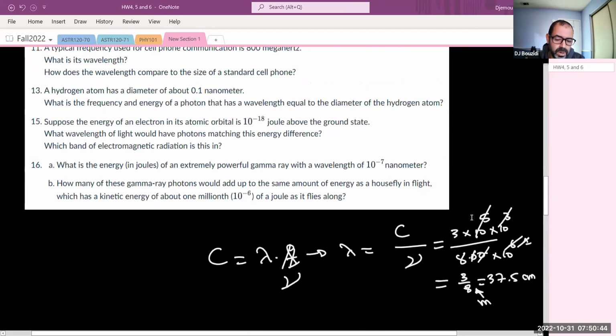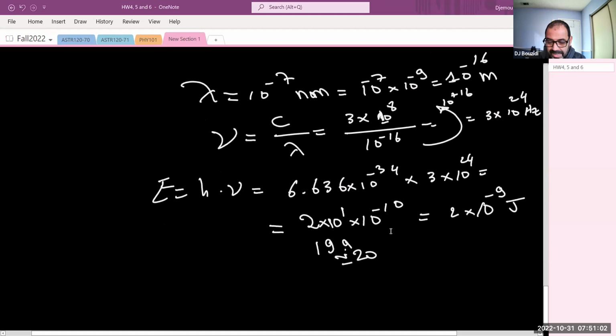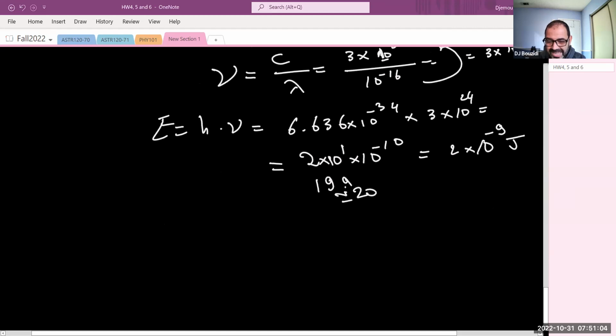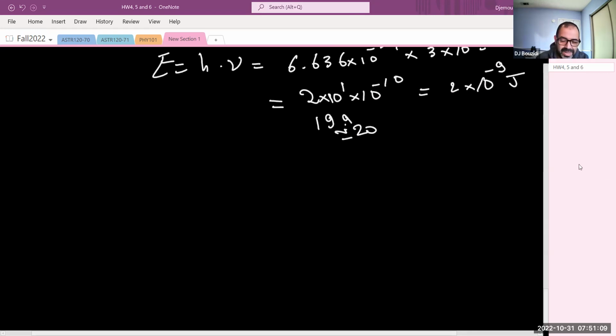Okay, these are all of the problems that you guys have. Oh no, we still have another question. How many of these gamma ray photons would add up to the same amount of energy as a housefly in flight, which has a kinetic energy of about 1 millionth of a joule? Okay, so a housefly, yeah, it sounds like, but that's its kinetic energy. Remember, this is just one of them in there. So it's a housefly. It has 10 to the negative 6 joules. So this is housefly. Basically moving, that's its energy in joules.